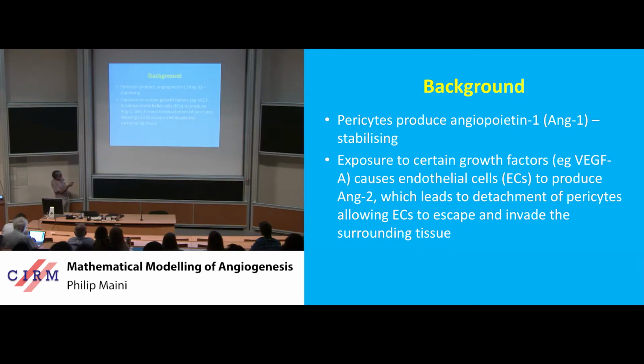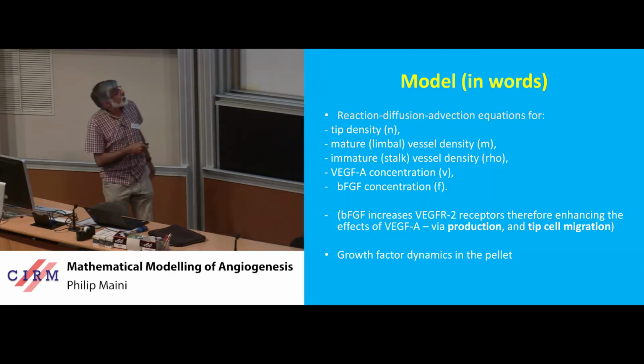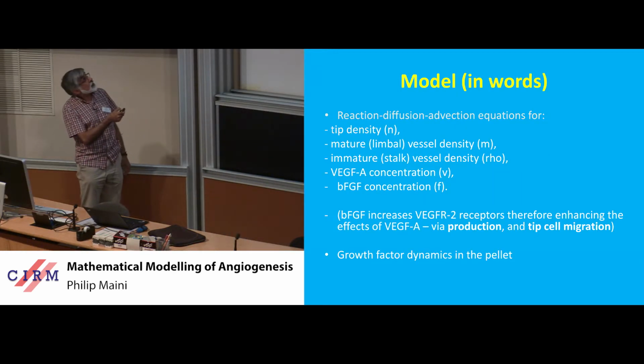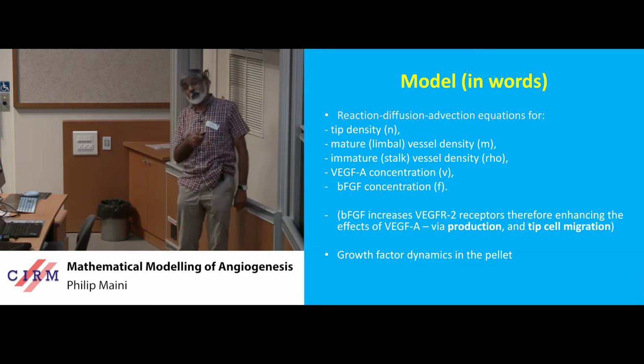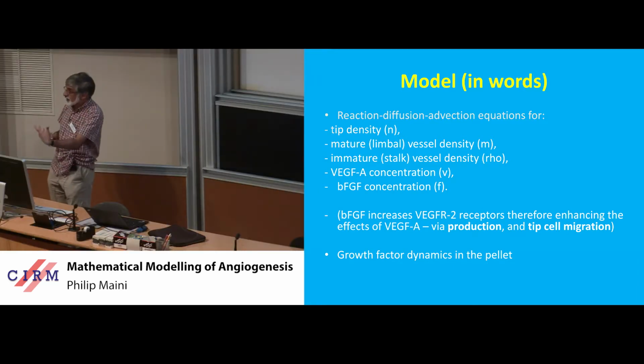Now, I mentioned at the beginning all the interaction between the Ang1 and Ang2. We put that into a multi-scale model. The model has tip density, vessel, well, we've called it here the limbal density, the stalk density, VEGF-A, and then they also look at something called basic fibroblast growth factor. We have that in it as well.